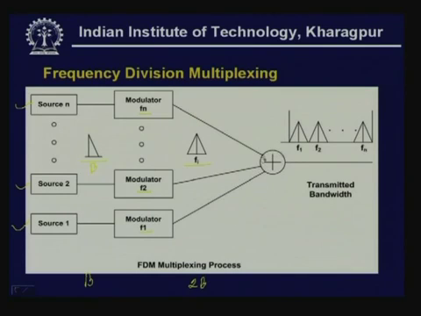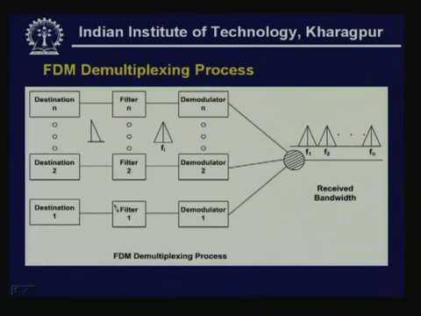And after these are combined together, as you can see, the total bandwidth is the summation of the individual bandwidths, that means 2B plus 2B and so on. Obviously there should be some separation between F1, F2 and Fn so that there is no overlapping. So, this is the transmitted signal bandwidth. As you can see, the transmitted bandwidth is the sum total of the individual bandwidths of the different signals, and at the other end that composite signal is received and then demodulated.